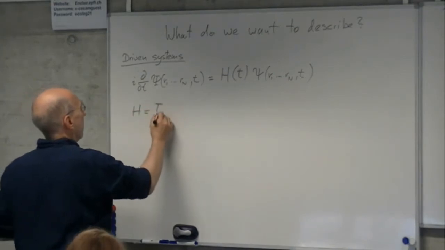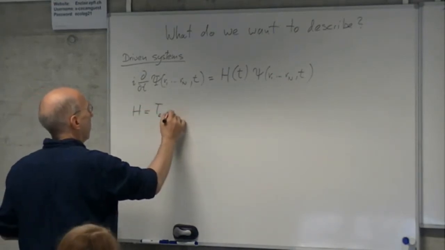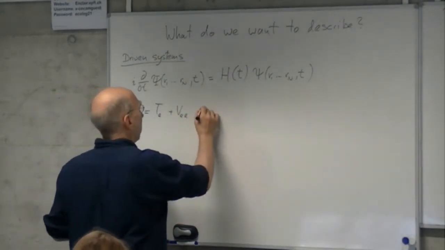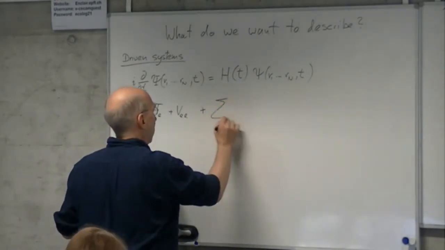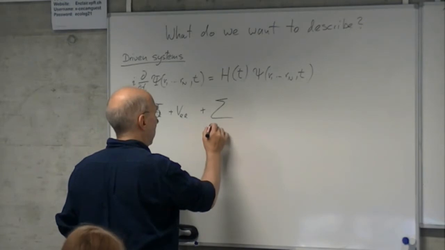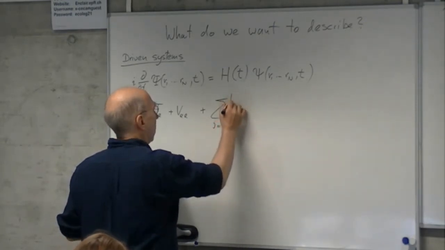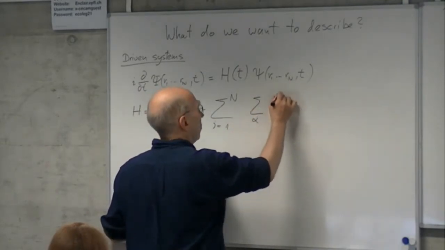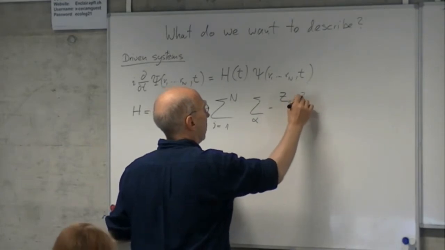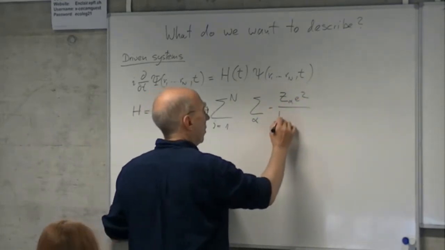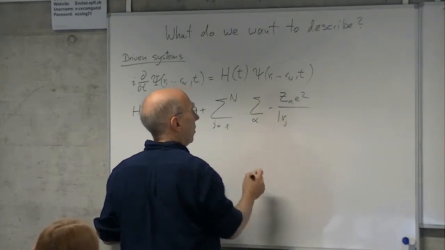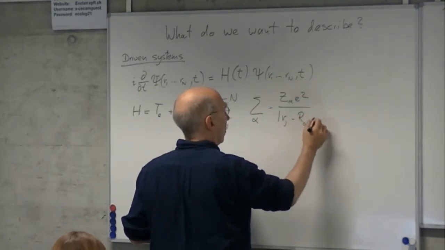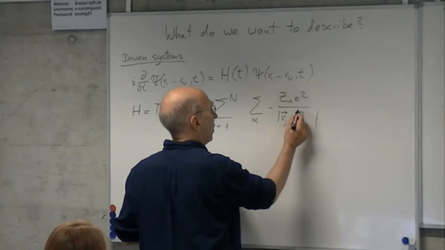This Hamiltonian consists of the kinetic energy of the electrons, the electron-electron interaction, and as external terms, we typically have the interaction with the nuclei. So this would be the bare Coulomb interaction of the electron with coordinate R_j and the nucleus with coordinate R_alpha. So those are all vectors.